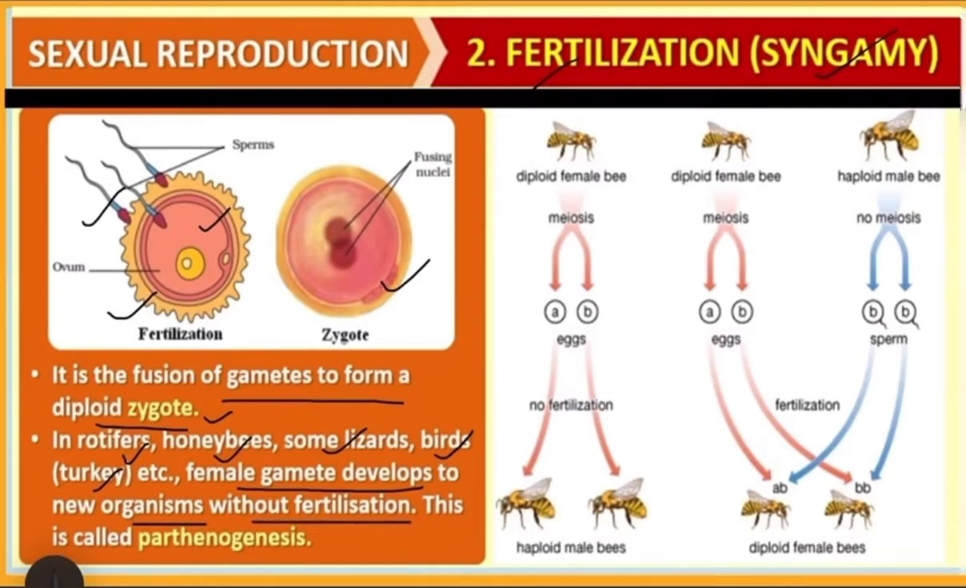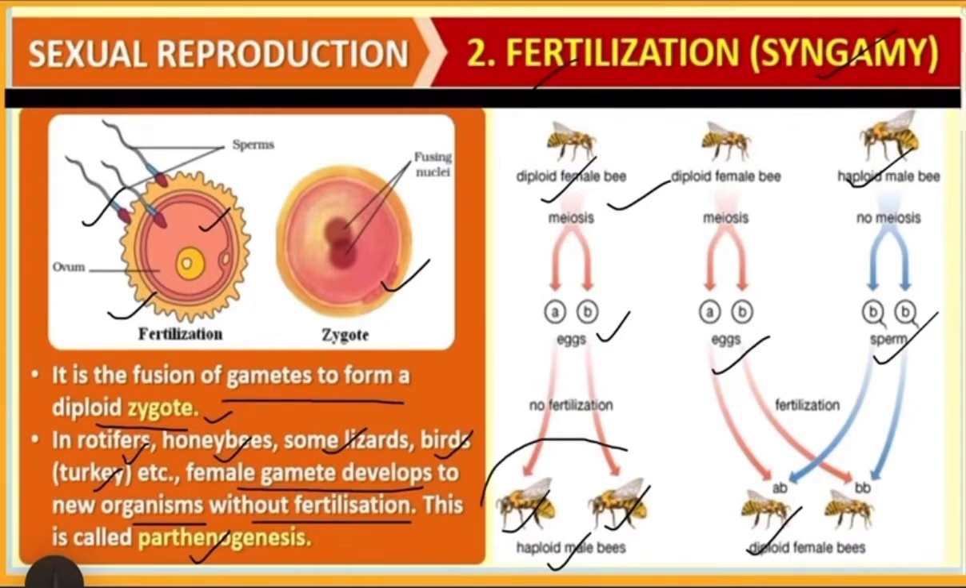fertilization. Such type of formation of new organisms without fertilization is called parthenogenesis. For example, you can see here, the example of honeybees is given. In honeybees, females are diploid while the males are haploid. If the honeybee's diploid female produces eggs and these eggs directly develop into individuals, then male honeybees are formed. But if the eggs are fertilized with sperms, then the individuals formed are diploid females. So here you can see, this is parthenogenesis.